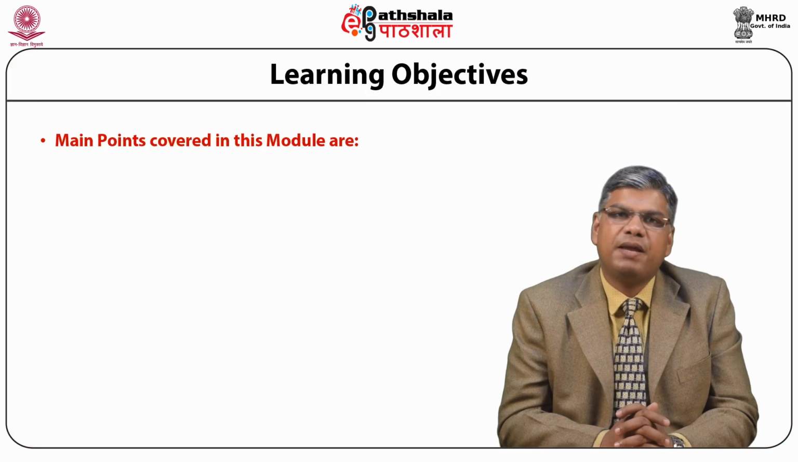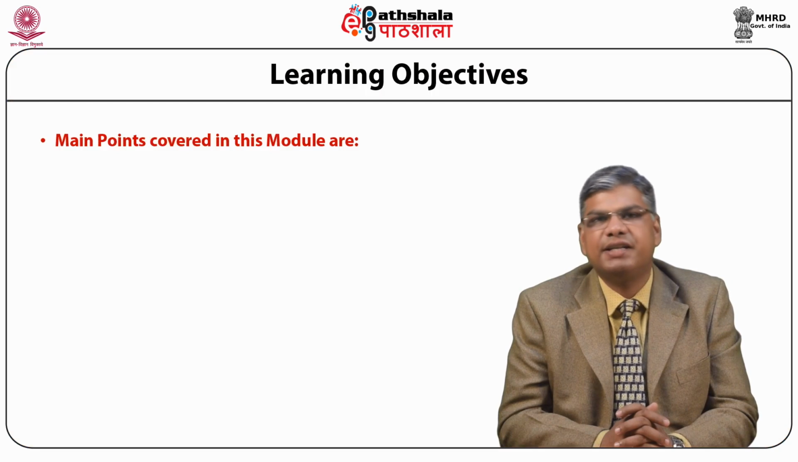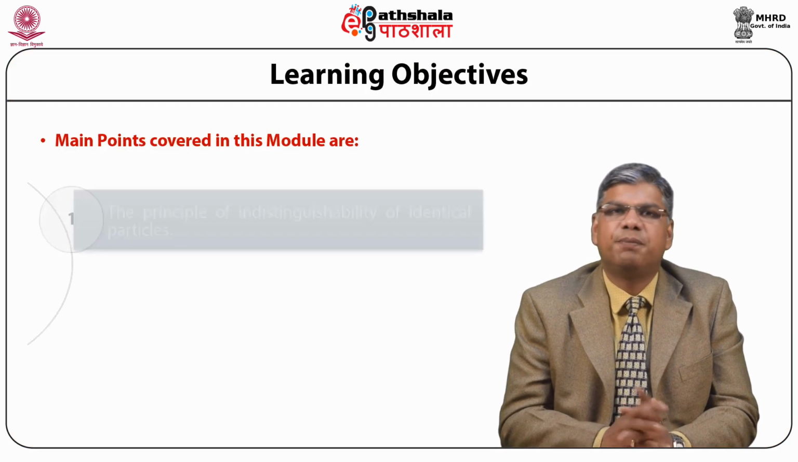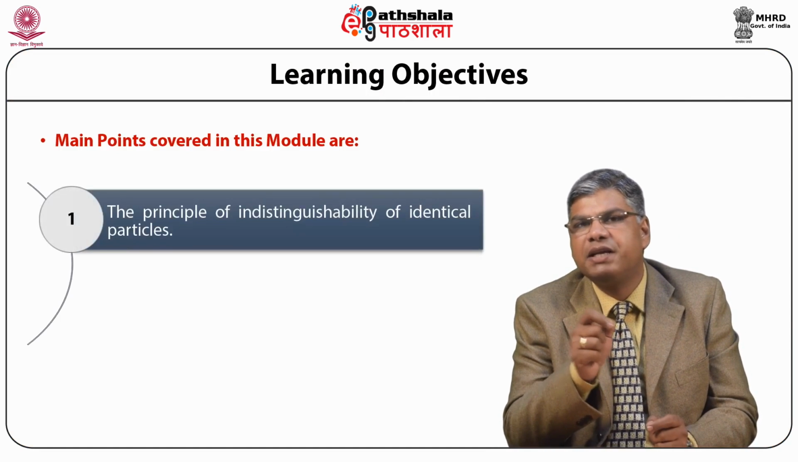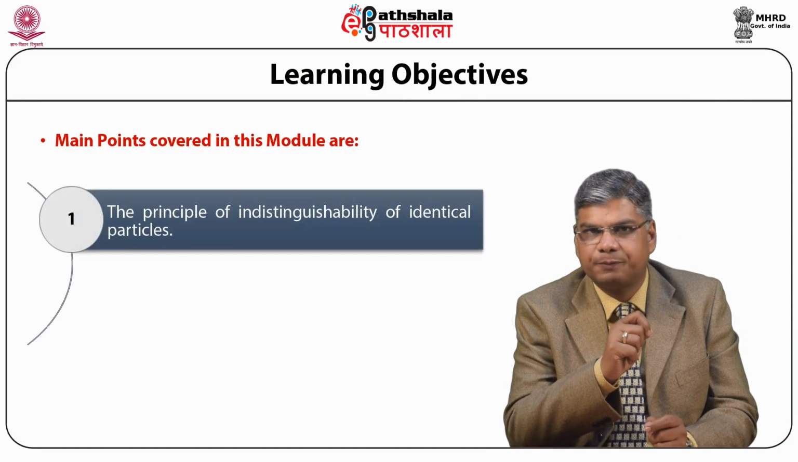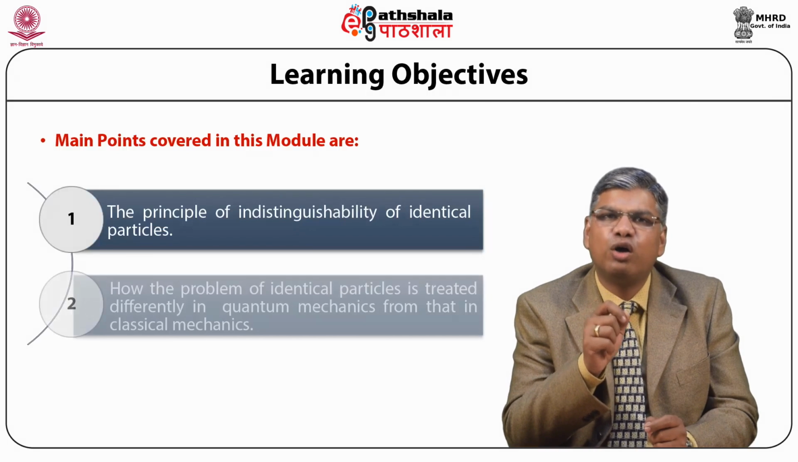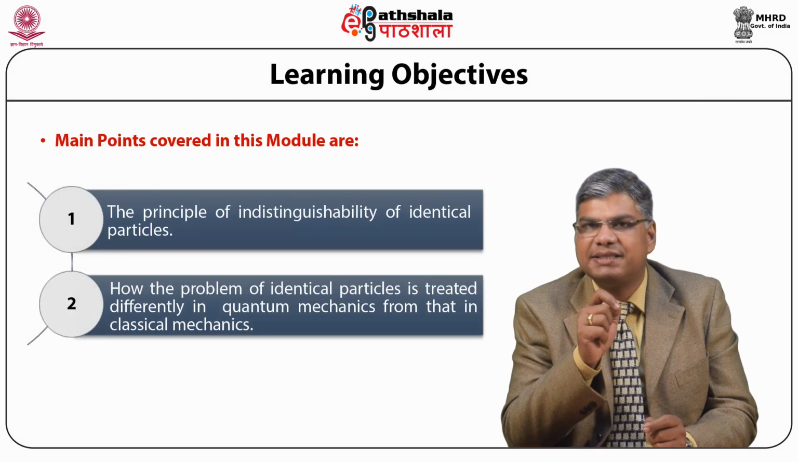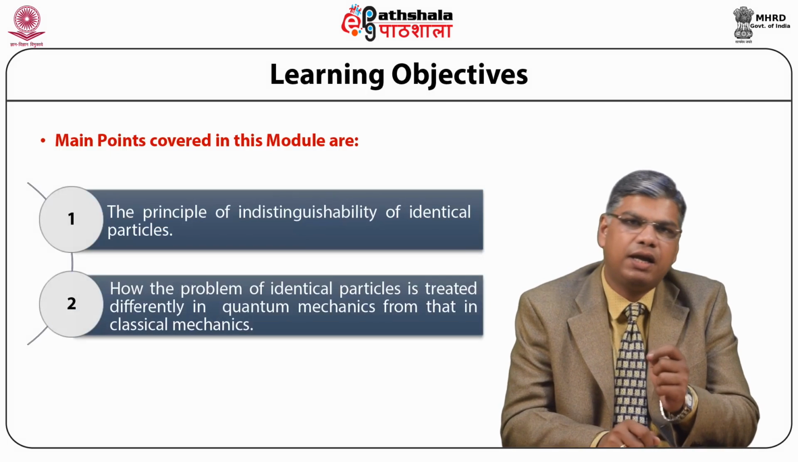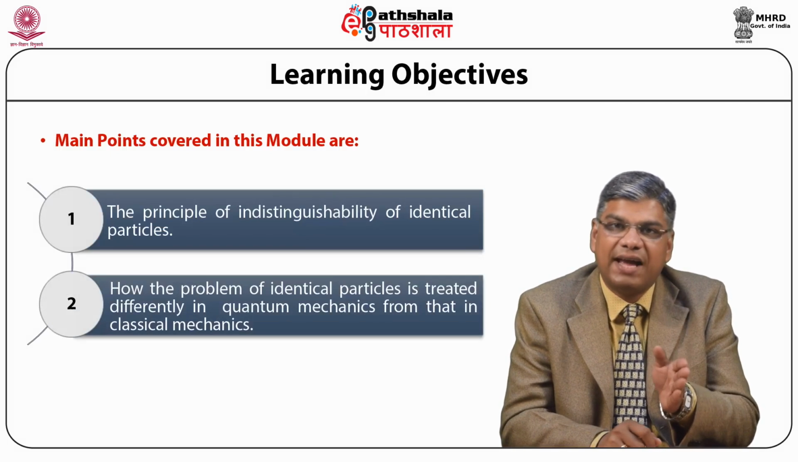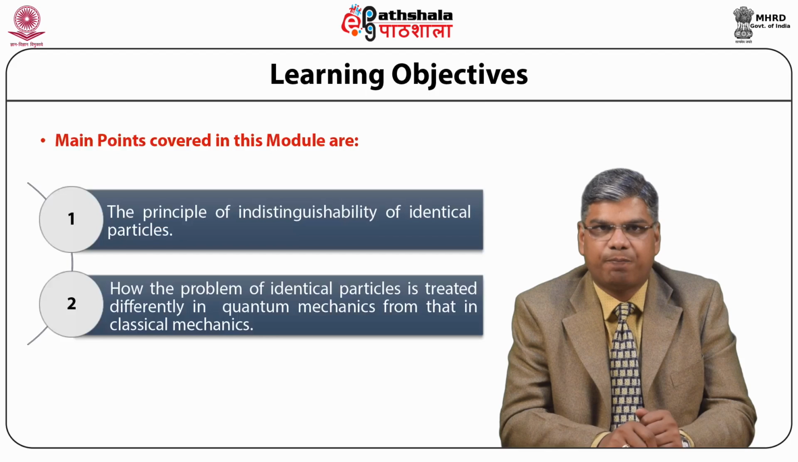Today we are going to discuss the module Permutation Symmetry in Quantum Mechanics from the paper Quantum Mechanics 1. The main points that we are going to be covering in this module are the principle of indistinguishability of identical particles, then how the problem of identical particles is treated differently in quantum mechanics from that in classical mechanics.